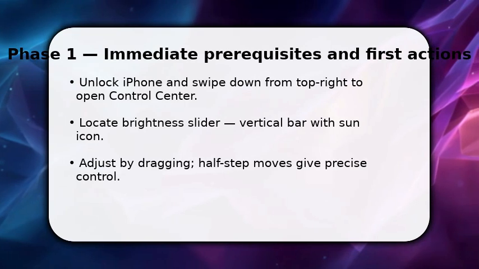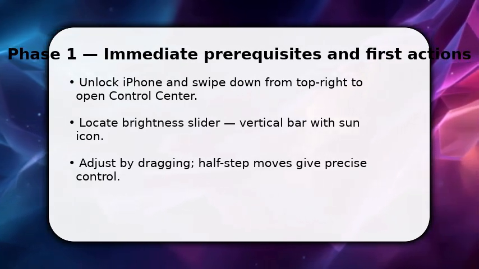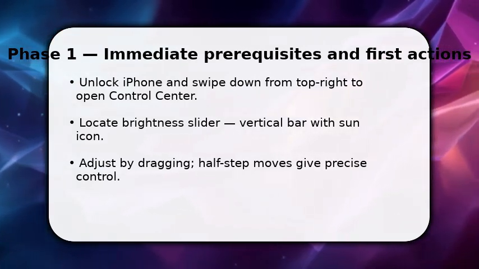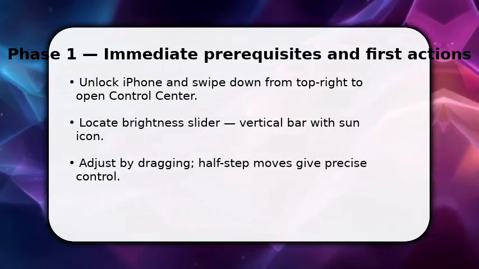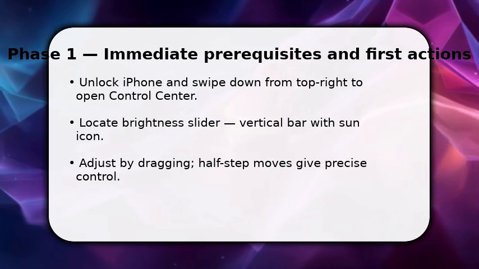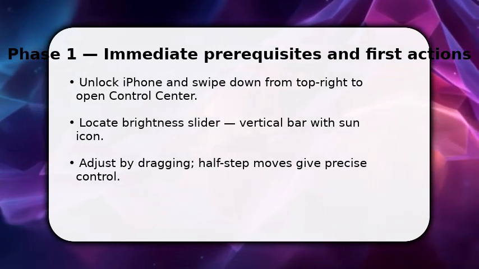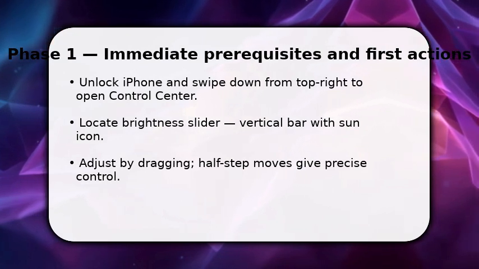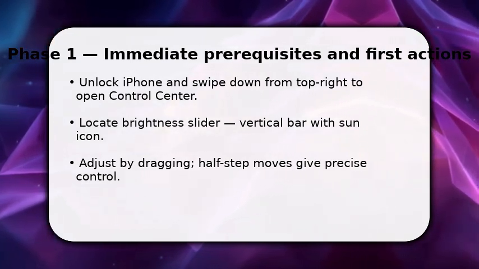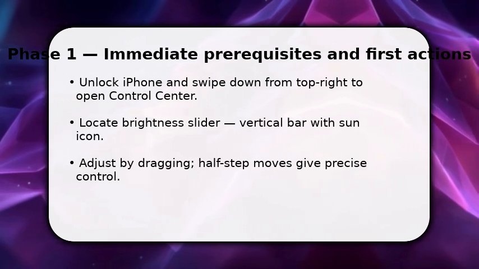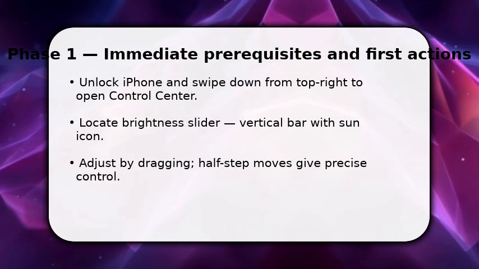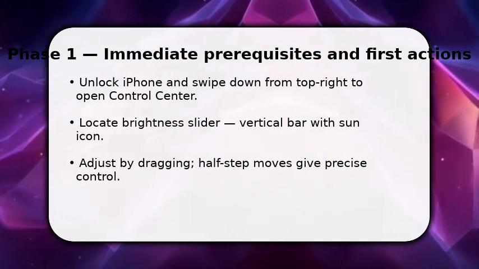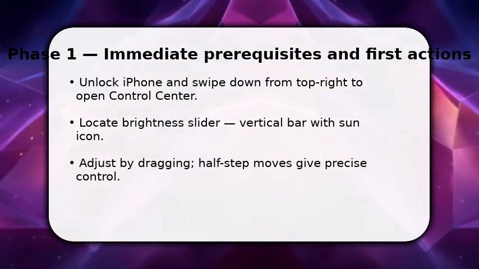You're ready now? Unlock the iPhone and swipe down from the top right corner to bring up Control Center. Once visible, find the brightness slider, the vertical bar with a sun icon, and drag it up or down to change intensity. You'll feel an immediate difference: brighter for outdoor visibility, lower to save battery and reduce eye strain. Make sure to pause at increments and observe the screen. Small changes matter. If you prefer keyboard-like precision, use short, deliberate swipes rather than long, fast flicks.